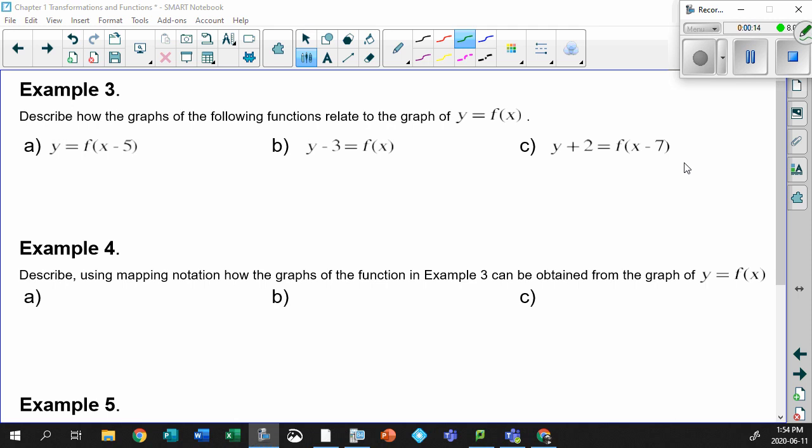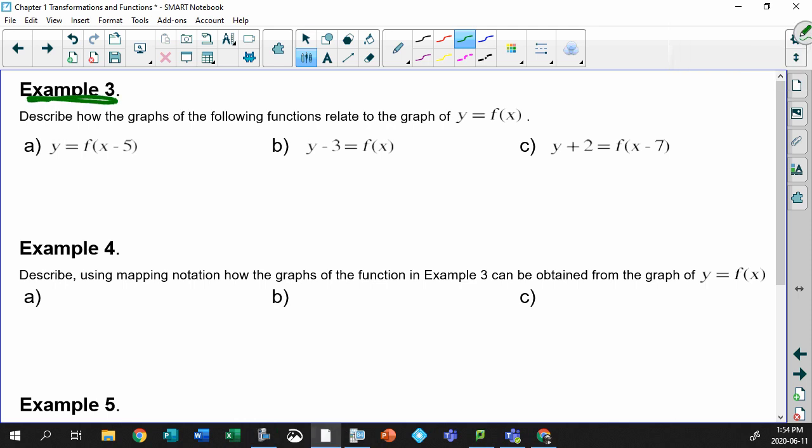So if you look at example 3 here, it says, describe how the graphs of the following functions relate to the graph of y equals f of x. Well, take a look at what we did here. If we used replacement notation, did I not take this x and make it an x minus 5? There you go, replacement notation. You're done. That's how easy replacement notation is.